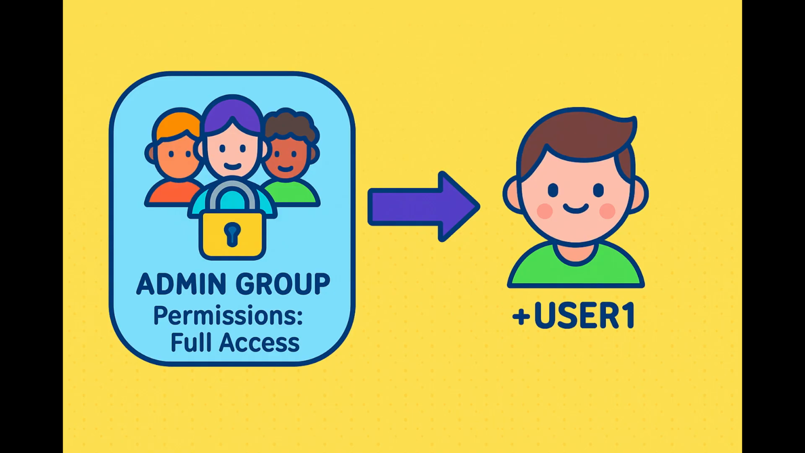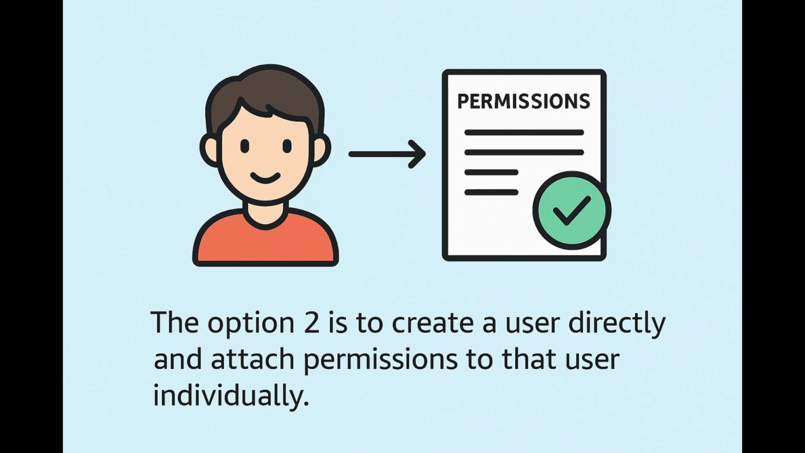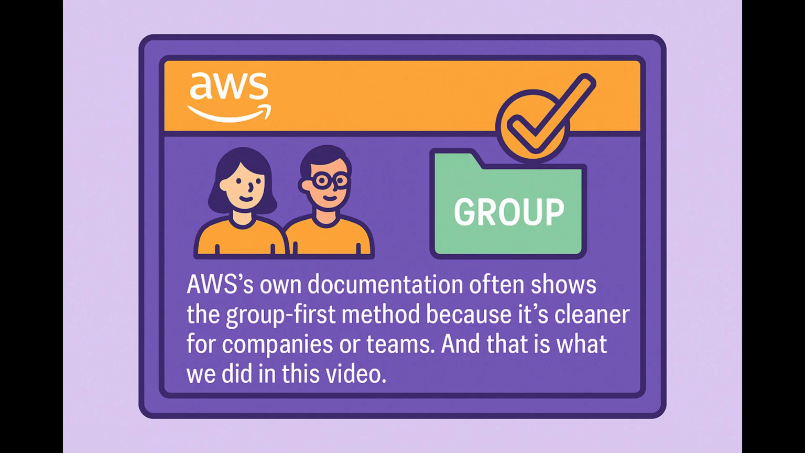So just to summarize everything, we create the group first, then we attach the permissions to that group, like administrator access or custom policy. Then we add users to that group. This is easier if you'll have multiple users who need the same permissions, because you only manage permissions once on the group. The option two is to create a user directly and attach permissions to that user individually. And this is what we did. And this is fine if you only have one or two users.